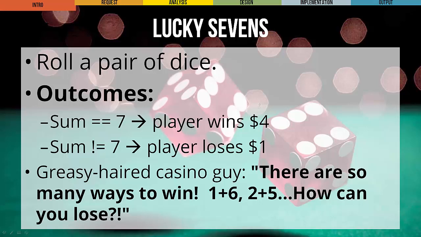Now, some slimy casino guy is going to tell you, hey, there are so many ways to win. You can get a 1 and a 6, you can get a 2 and a 5, and so on. But if you look at it mathematically, of course, it is revealed that there's not enough ways to win to make the game actually worthwhile. But lots of people's eyes just roll over into the back of their heads as soon as anybody starts talking about math. So what we're going to do today is write a quick little program that demonstrates how futile, how pointless it is to play this game.